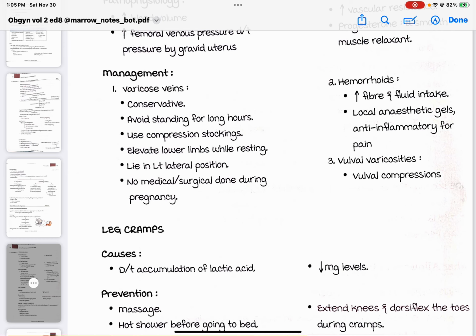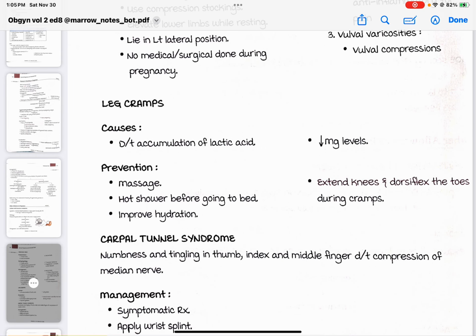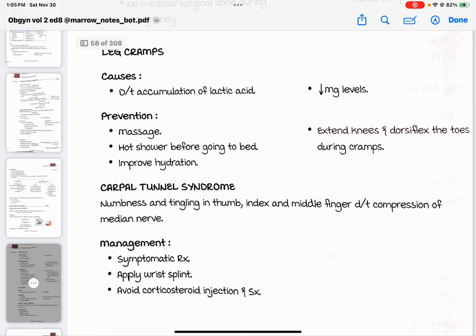Hemorrhoids: increased fiber plus fluid intake, local anesthetic gels, anti-inflammatory for pain. Vulval varicosities: vulval compression. Leg cramps are caused by accumulation of lactic acid and decreased magnesium levels. Prevention: massage, hot shower before going to bed, improve hydration, extend knees and dorsiflex the toes during cramps.